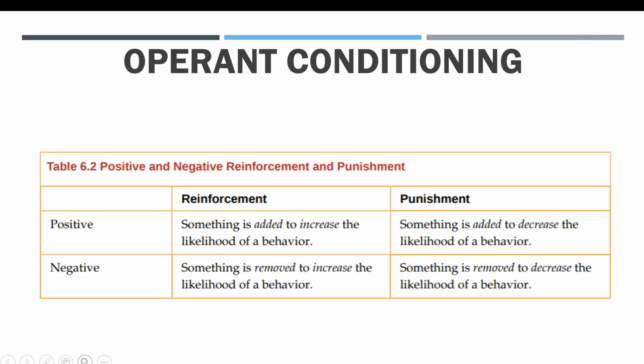And operant conditioning includes types of reinforcement and punishments, as you see here. So there's positive reinforcement and negative reinforcement, and then positive punishment and negative punishment. And we're going to go over these four, but here's just the generalities of what each of the four are about.